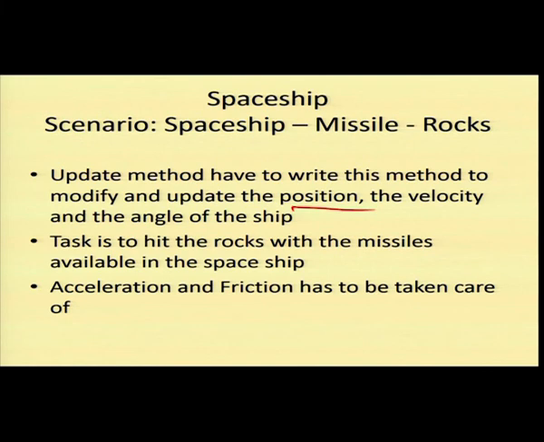The draw method simply draws a circle where the ship is currently located, and the ship should get rotated so that it faces the rocks correctly, and then the update method has to be written, and this method is used to modify and update the position of the game, the velocity and the angle of the ship. The task is to hit the rocks with the missiles available in the spaceship, and if the rock hits the spaceship, then the game ends. Acceleration and friction should be used appropriately. We will discuss a similar practical game programming in the next session.